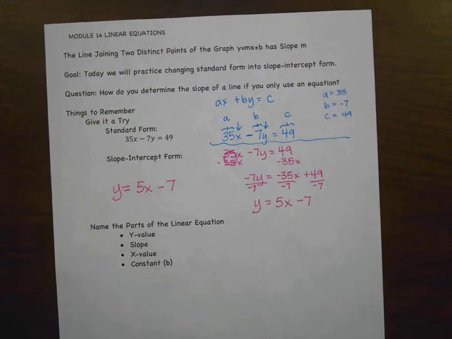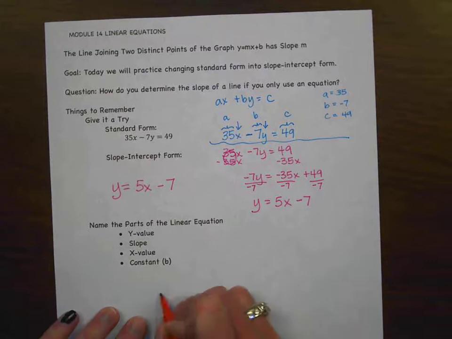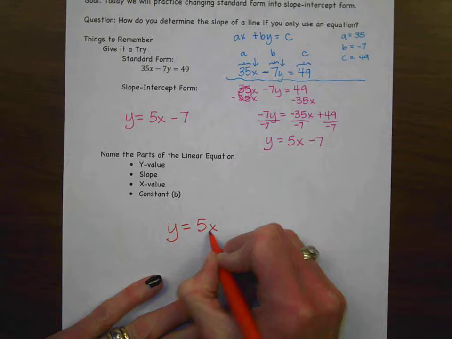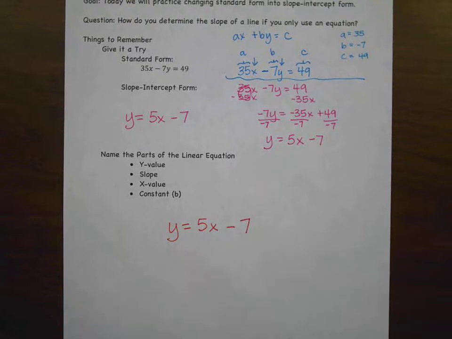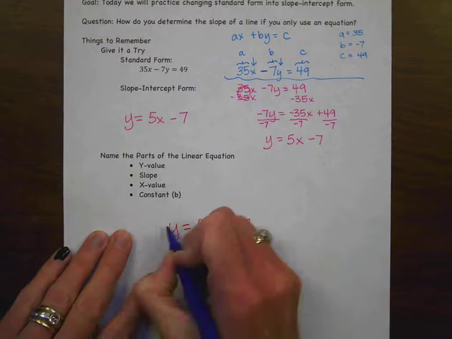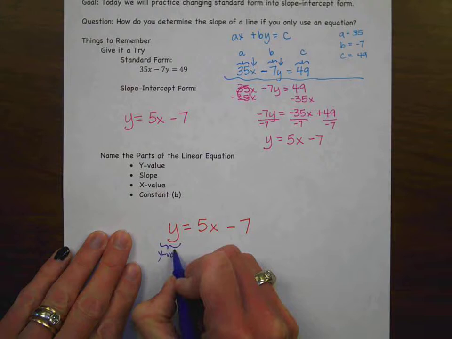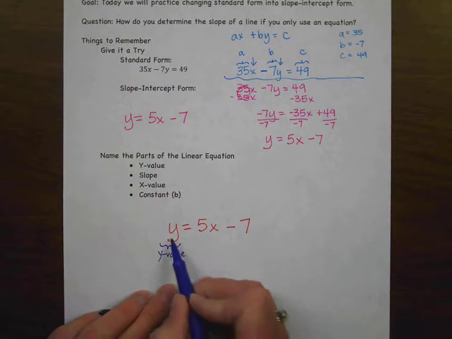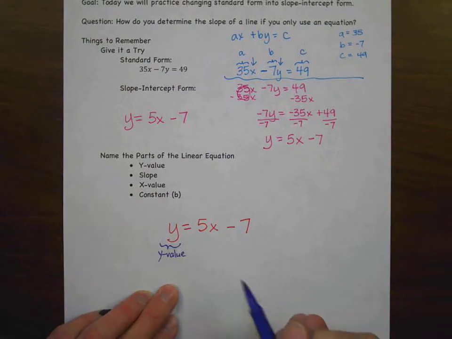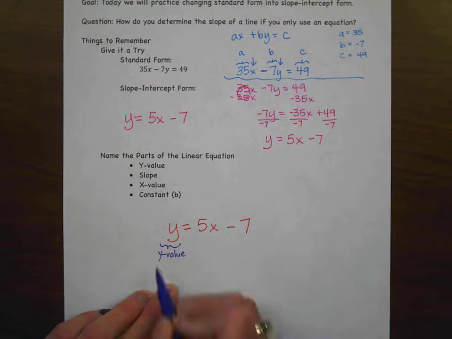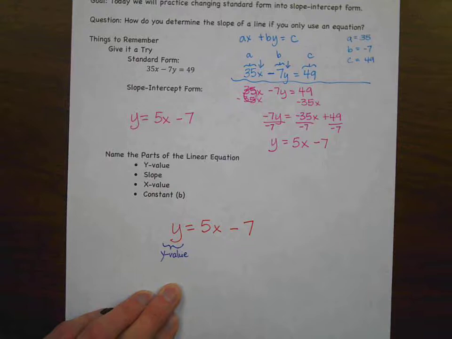Okay, so if you're looking for naming the parts, let's go ahead and write it down here. So we have y equals 5x minus 7, and we're going to name all of the parts. So this guy right here, this right here is your y value, because what it's telling you is what is the value of y. Well, the value of y in this problem is 5x minus 7. That's the value of y, so that's the y value.